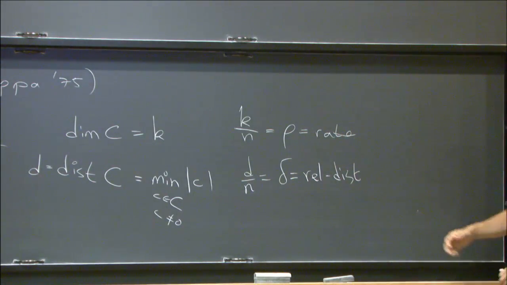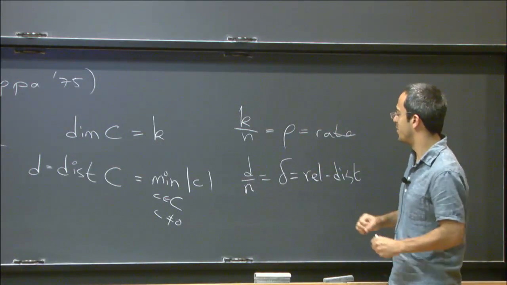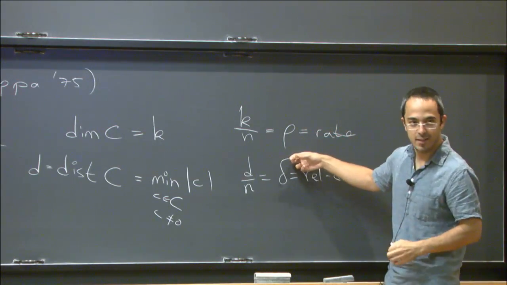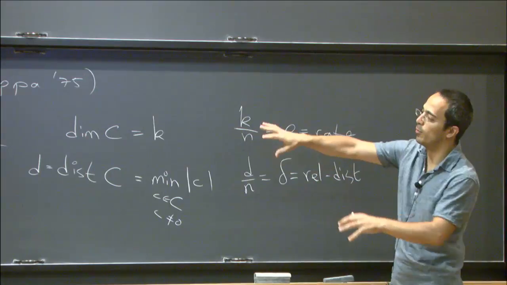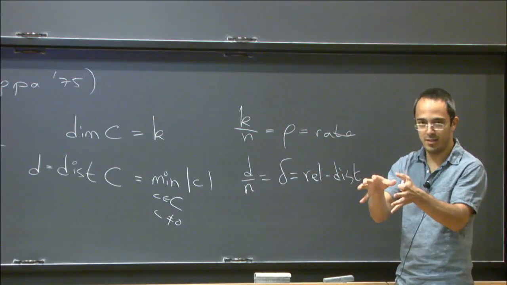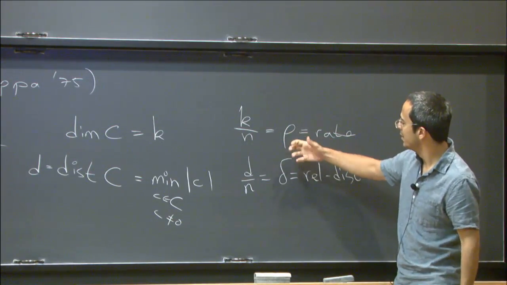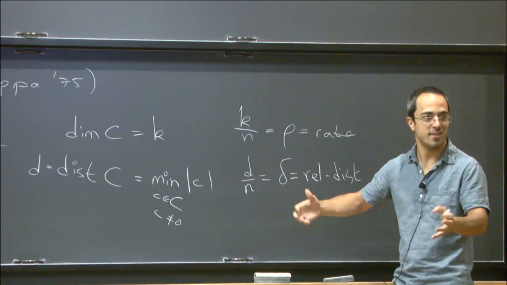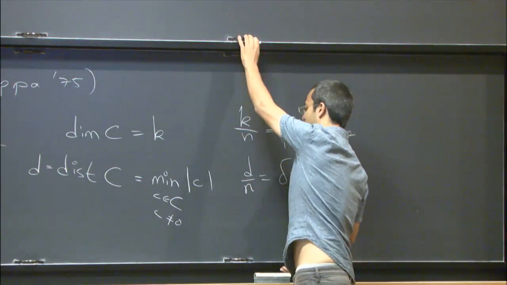Okay, just two parameters. And of course, there is this tension between rho and delta. The bigger you make rho, the more points you have there, so the harder it is to keep the distance large. So what you want to do is to make both of them large simultaneously, right?